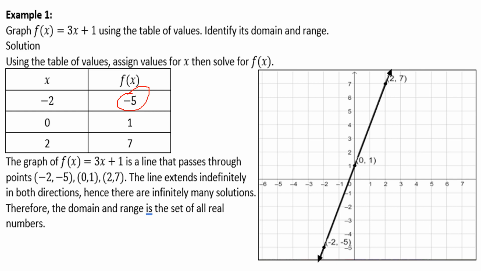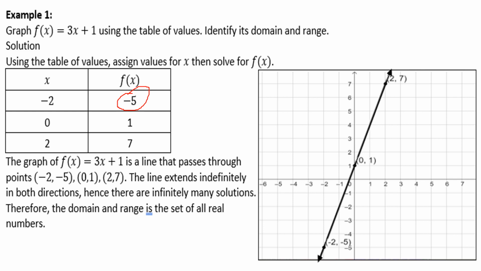So, the graph of f of x equals 3x plus 1 is a line that passes through the points negative 2, negative 5; 0, 1; and 2, 7. So the line extends indefinitely in both directions since there are infinitely many solutions. Therefore, the domain and range is the set of all real numbers. So take note, when you draw a line, it should have arrowheads because it symbolizes that it extends indefinitely, because that is a line. So a line never ends, it keeps extending.